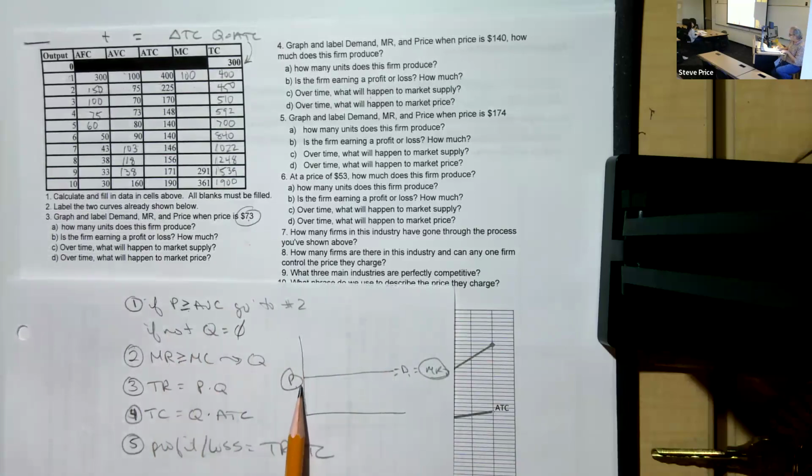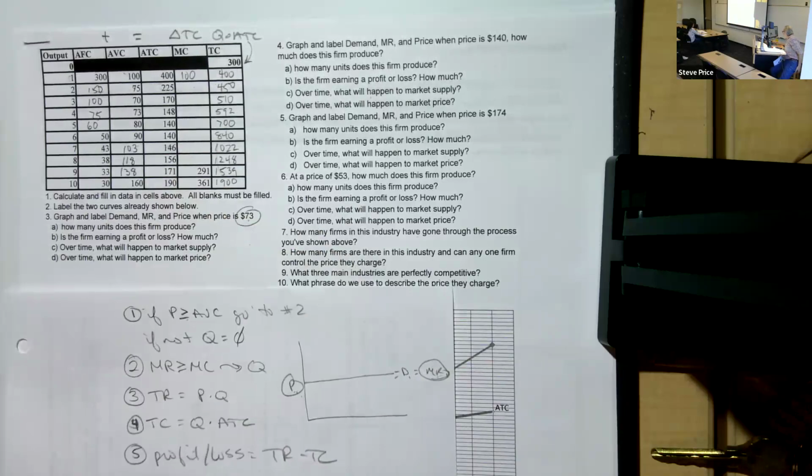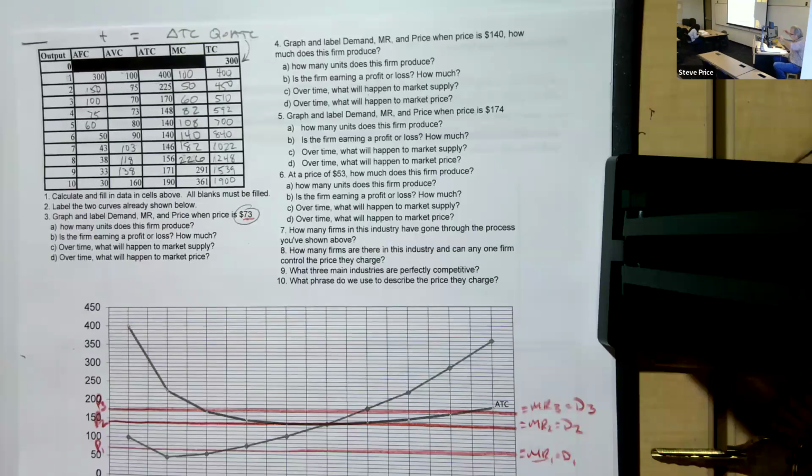First, you're checking whether or not it's greater than AVC. And then, if it is, you go on and check where this price or marginal revenue best fits your marginal costs. Again, those online, press pause and work through these questions. Let me do this first one.